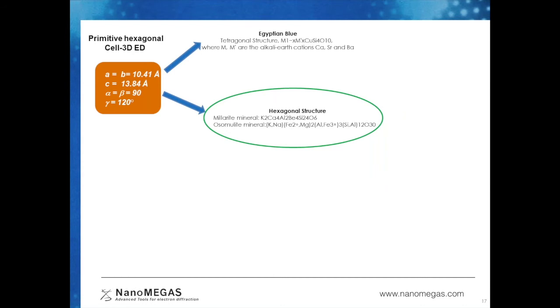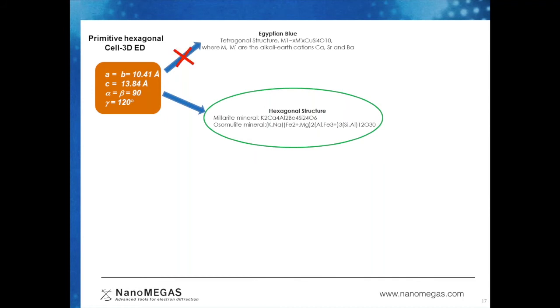In the next step, once we have the chemical information and the unit cell information, we looked into the structural database, especially from the ancient period, to understand which phase our current phase belongs to. Then we found two possible options. These are two blue pigments found in the literature. One is Egyptian blue, and the other one is the mineral millerite or sumulite. But our structure is hexagonal, so we discarded the first one.